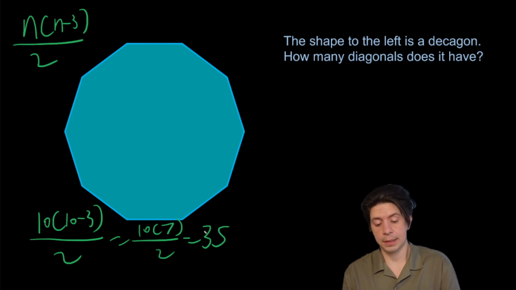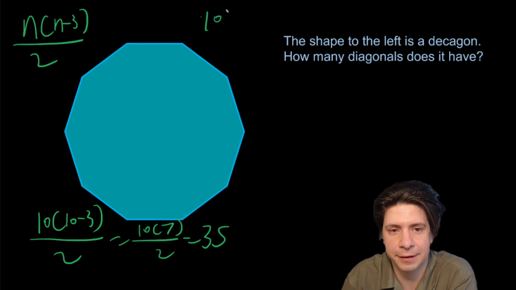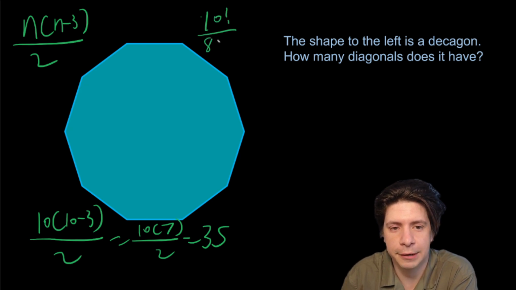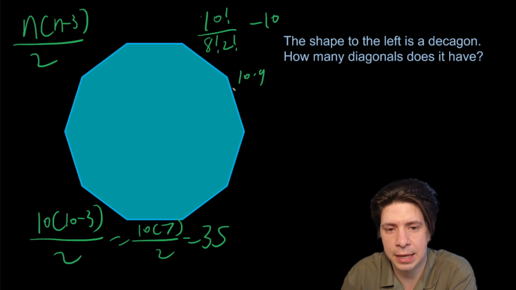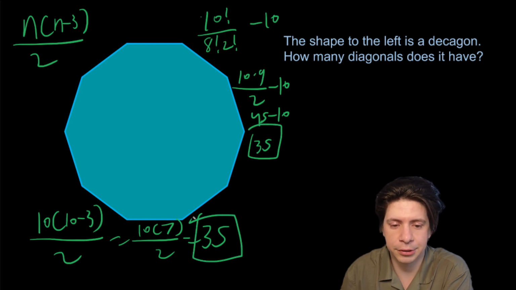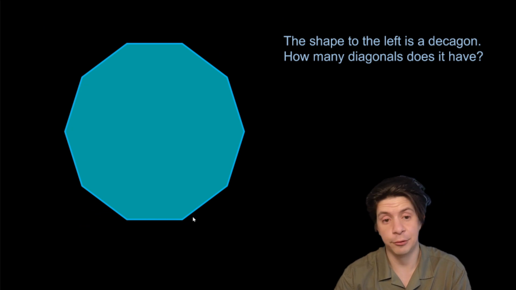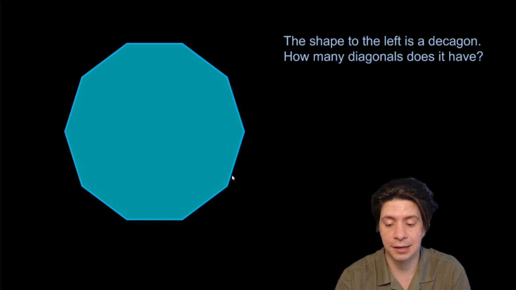Good. And you could do it with the n choose 2, right? I'll show you that as well. So that'll be 10 factorial over 8 factorial, 2 factorial minus 10. So that's going to be 10 times 9 over 2 minus 10. That'll be 90 divided by 2 is 45. Minus 10 gets us 35. Either way, we're good. We'll do one last one, and then you'll see that you can always do these. And if you want, you could draw it out on the decagon and see that it is 35.